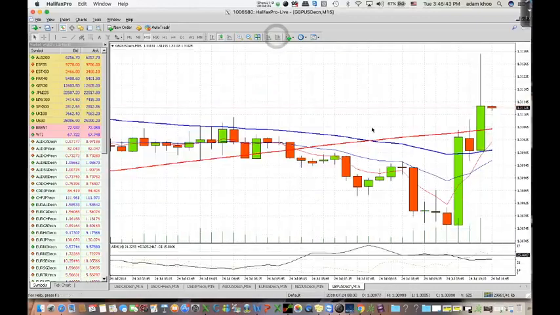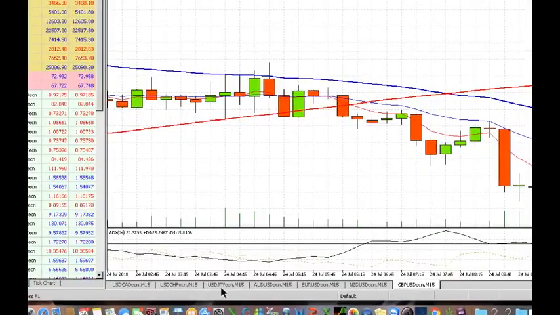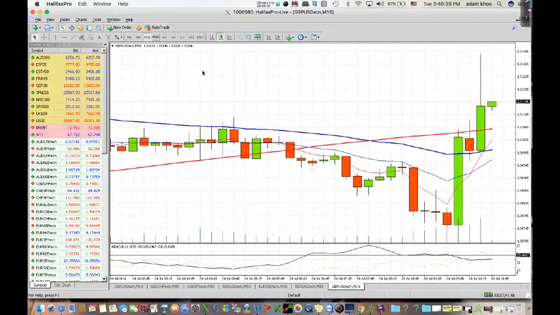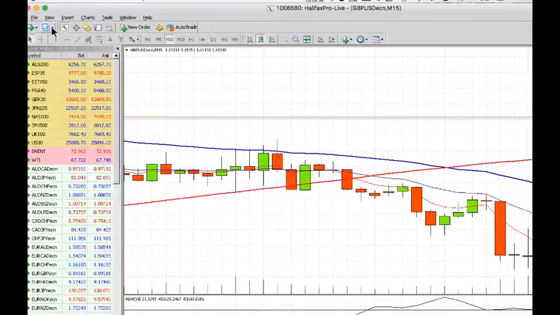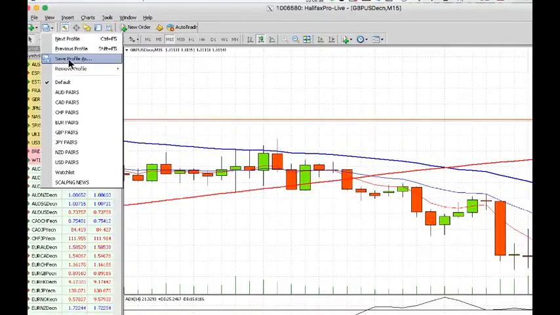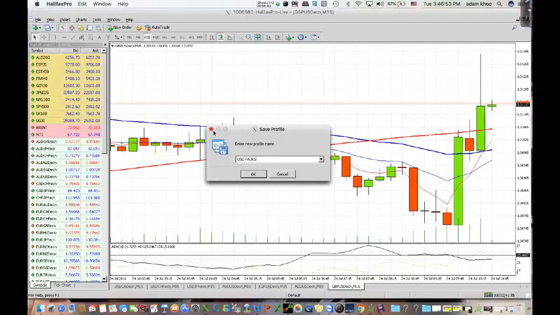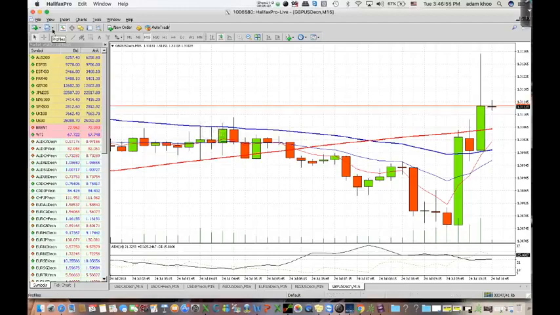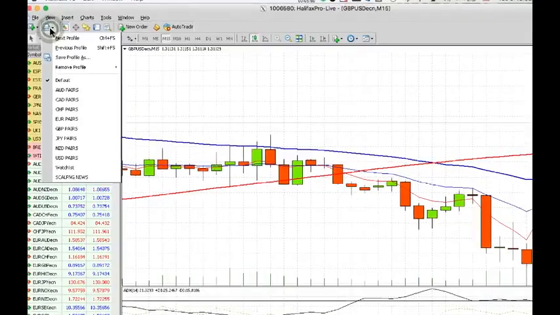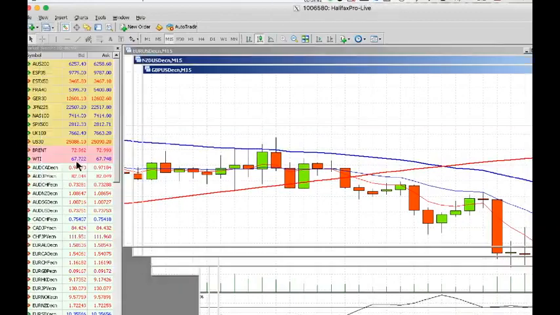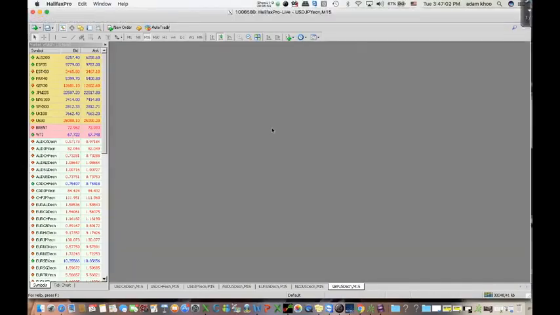Okay, there you go. I have put in all my dollar pairs: dollar CAD, dollar franc, dollar yen, Aussie dollar, Euro dollar, New Zealand dollar, and pound dollar. Once I've put in all the dollar pairs, I just click on this profile and click Save Profile. I'm going to save it as dollar pairs. Click OK. Once you click OK, you will have all your dollar pairs over here. Next time you want it, just click on dollar pairs, boom, it comes up with all your dollar pairs.